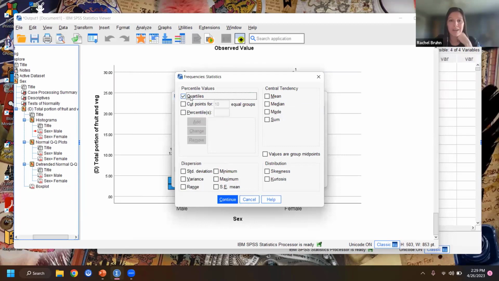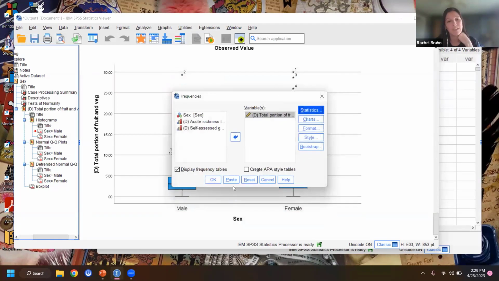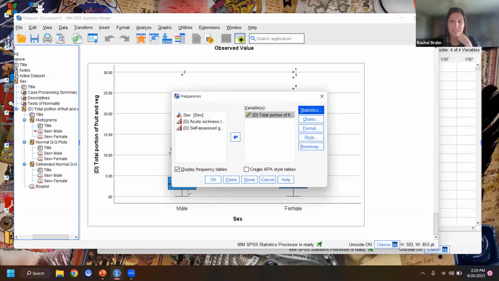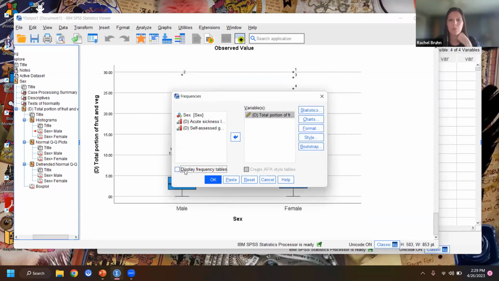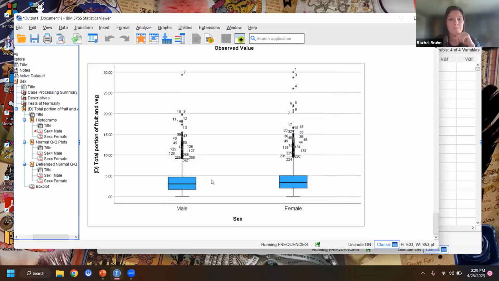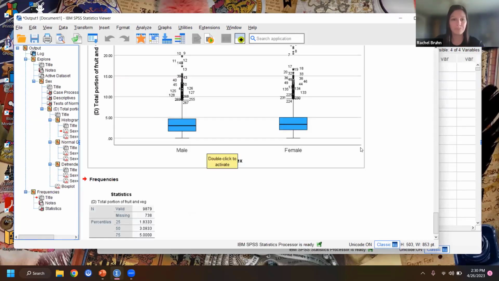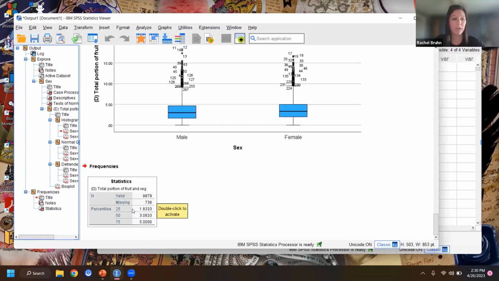I'm going to check this box for quartiles because that's what I need, and then I'm just going to leave it as is. I'm going to uncheck this box for display frequency tables because I do not need that. I only want to get those quartile values because that's how I'm going to determine my interquartile range. So looking here, what I want to look at is what we call Q1 and Q3. Basically, that would be where it says 25 and 75.